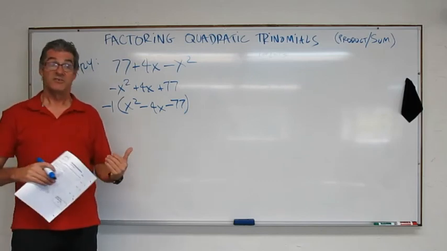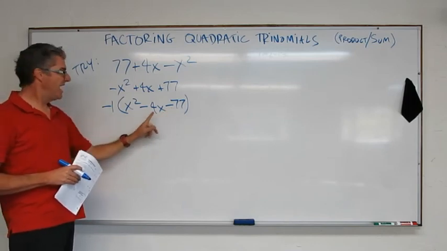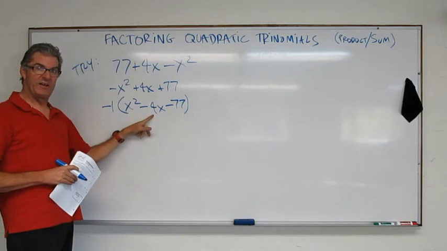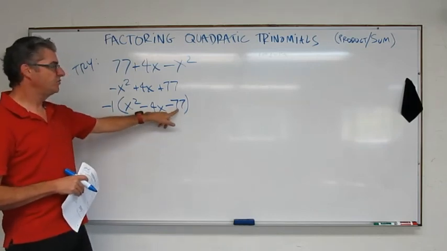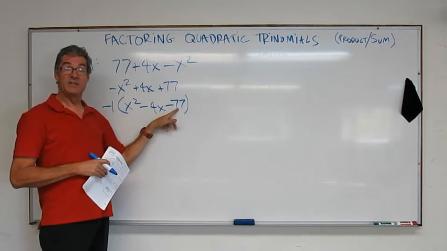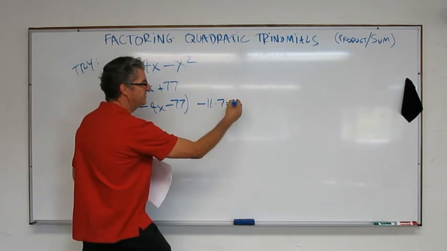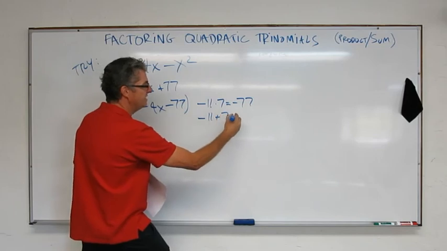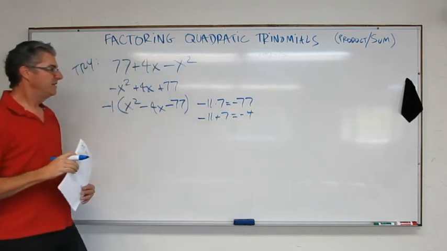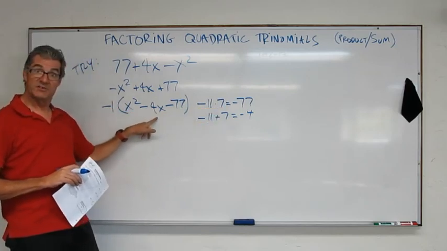Okay, so now we're looking for 2 numbers that multiply to negative 77 and add to negative 4. If you want to pause it and think about that real quick. Okay, let's see how you did. I think this would be negative 11 times 7. Let's try that. Negative 11 times 7. This gives us negative 77, and negative 11 plus 7 gives us negative 4. Okay? So these factors, negative 11 and 7, work for this expression.